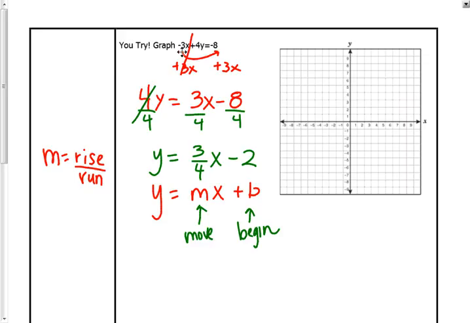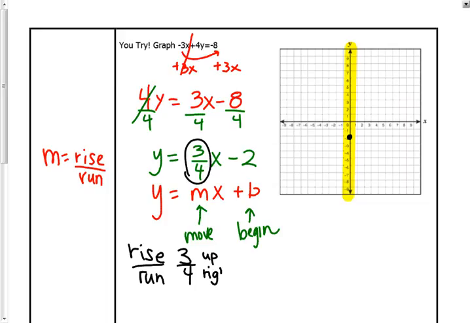Okay, so we are going to begin on the y-axis at negative 2. Okay, and we're going to move according to my slope here. So the rise is 3, and it was positive, right? So we're going to go up. And then the run is 4, and it was positive, so we're going to go to the right.